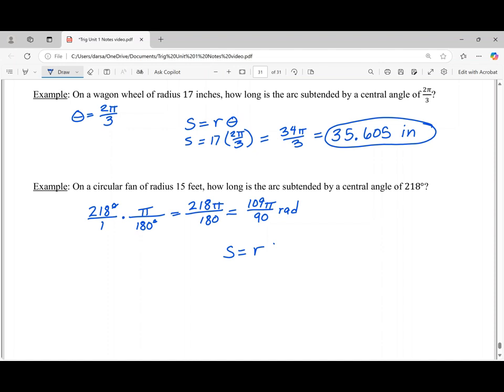Well, S equals r theta. So we'll take our radius of 15 feet times 109 pi over 90, and that will give us an arc length of 57.072 feet when we put that into our calculator.